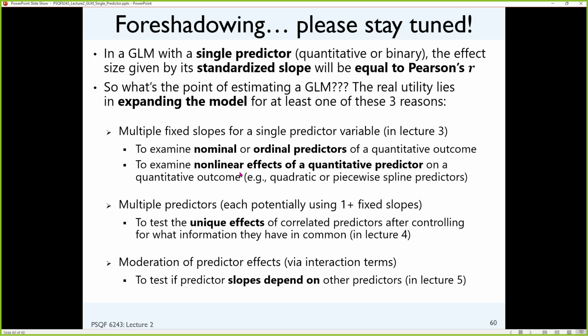We also might want to examine nonlinear slopes of quantitative predictors. Do you think there is a relationship between Nintendo and enthusiasm for school that keeps going forever and ever this way? Like, as you play Nintendo for 24 hours a day, your enthusiasm continues to decline at that same rate? I don't know. That seems unlikely.